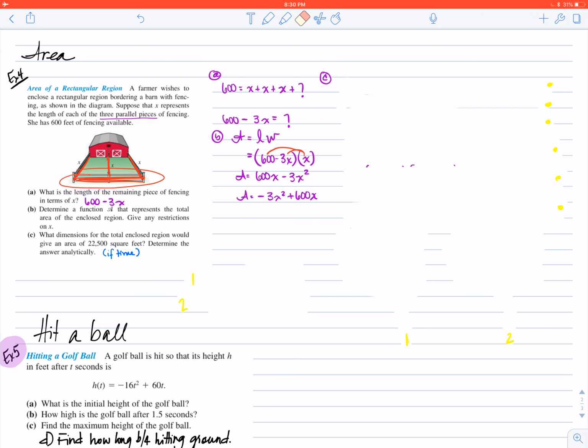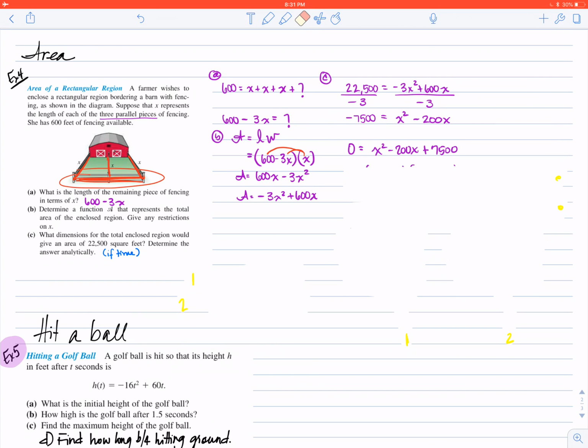Part C, what dimensions for the total enclosed region would give an area of 22,500 square feet? All right, so let's take our area formula and set it equal to 22,500. 22,500 is equal to my area of negative 3x squared plus 600x. Now, what I chose to do, and you already saw this, is to divide all of my terms by a negative 3 so that we can clean this up. So take all three terms, divide by negative 3, and you'll get this equation, which is very close to our quadratics. So let's get that negative 7,500 and move it to the other side.